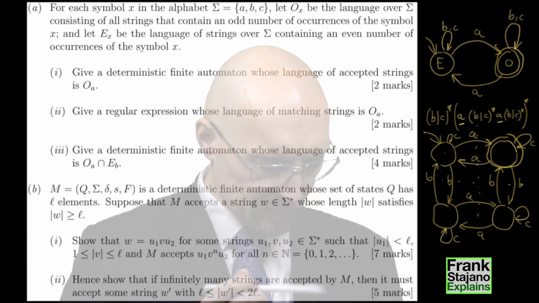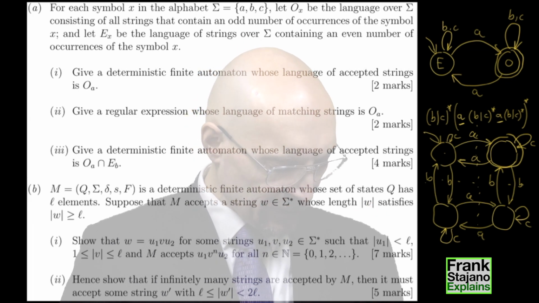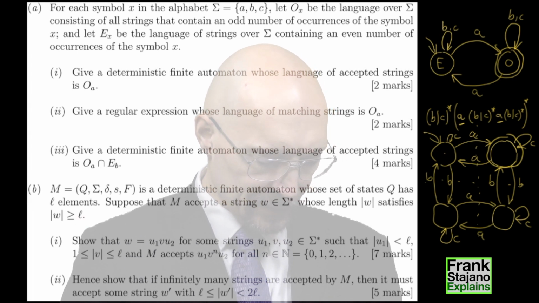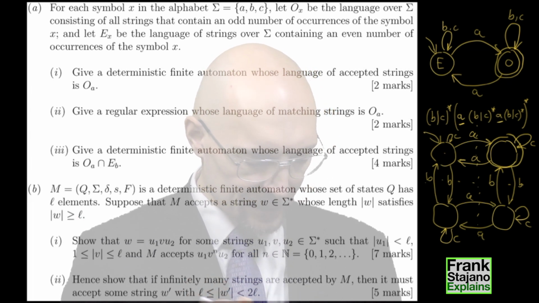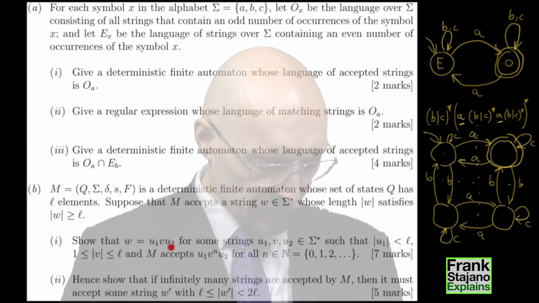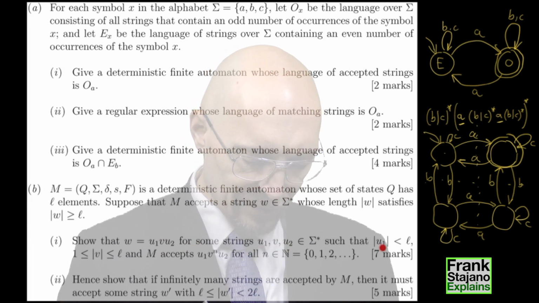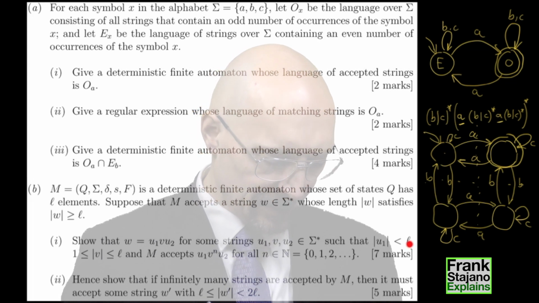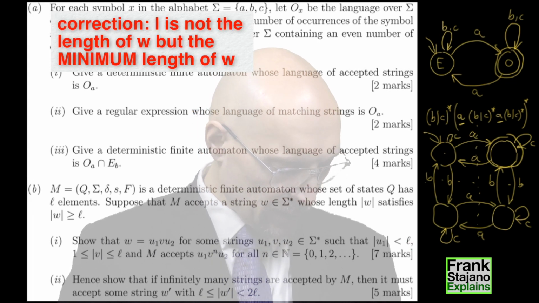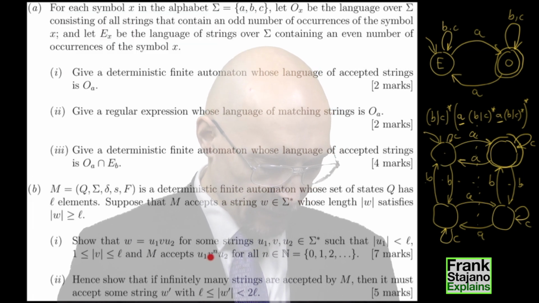M equals blah blah blah is a deterministic finite automaton whose set of states Q has L elements. Suppose that M accepts a string W in sigma star whose length satisfies that it's at least L. The length of the string is at least the number of states. Show that W equals U1 V U2 for some strings U1, V, U2 in sigma star, such that the length of U1 is strictly less than L, the length of V is between 1 and L included, and M accepts U1 V^n U2 for all n in the natural numbers.